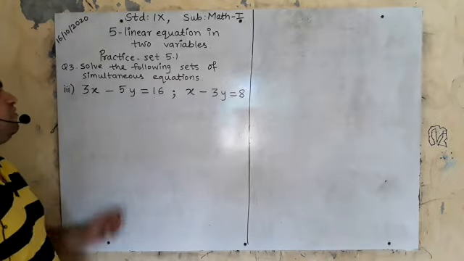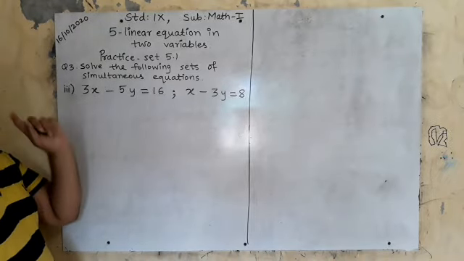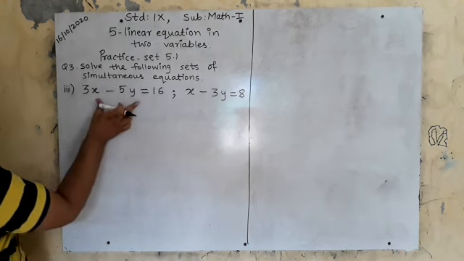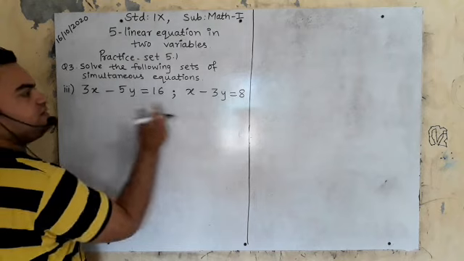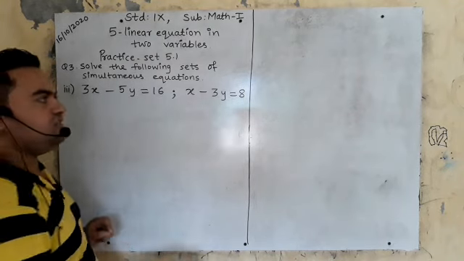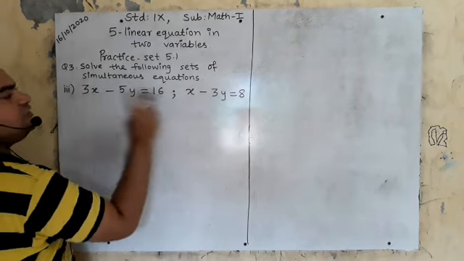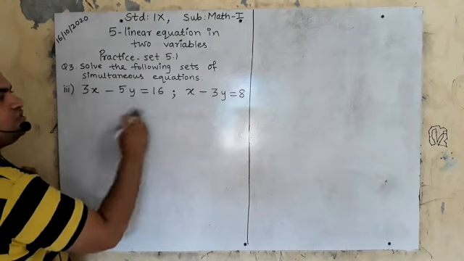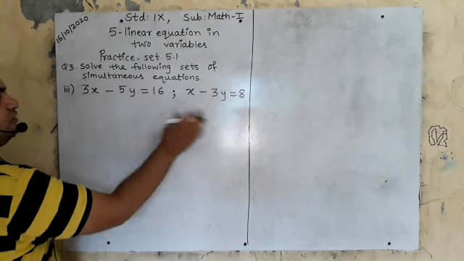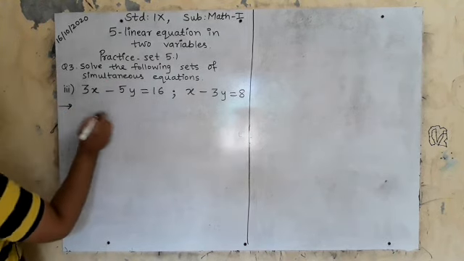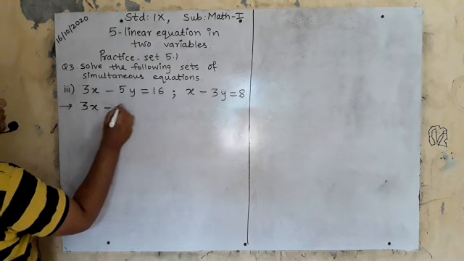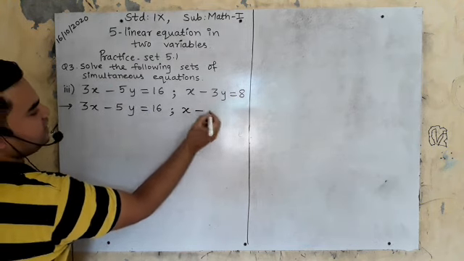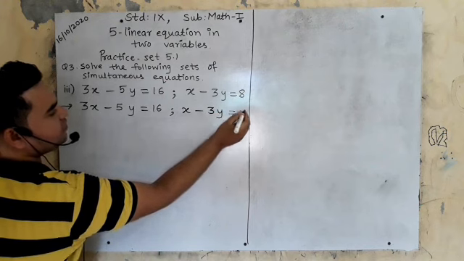So dear students, now we will see question number 3 of question number 3. Solve the following sets of simultaneous equations. This is one linear equation in two variables. This is another linear equation in two variables. So when we use two linear equations at the same time to get the common solution, this is called simultaneous equations. Okay. First we will copy the question as it is. 3x minus 5y is equals to 16. Then the other one, x minus 3y is equals to 8.